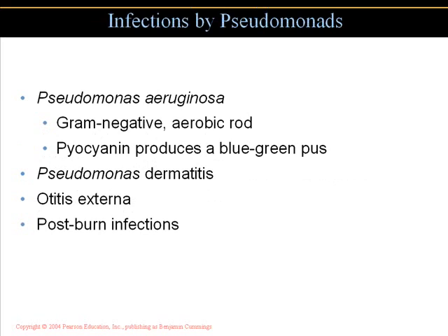Pseudomonas aeruginosa, gram-negative aerobic rods. Pyocyanin produces a blue-green pus. Pseudomonas dermatitis, we see in otitis externa, commonly caused in swimming pools, and our exposure of the ear to swimming pools and whirlpools. We also see Pseudomonas dermatitis in post-burn infections. And again, treatment regimens for this can be sulfasalazine, as we see in post-burn, and then gentamicin and carbenicillin for the treatment of other Pseudomonad infections.